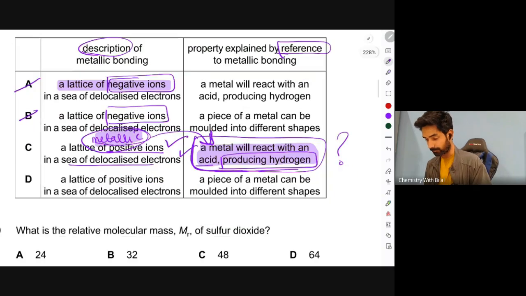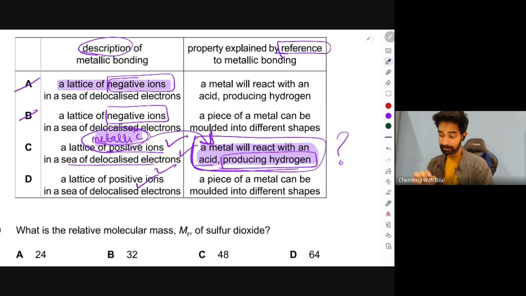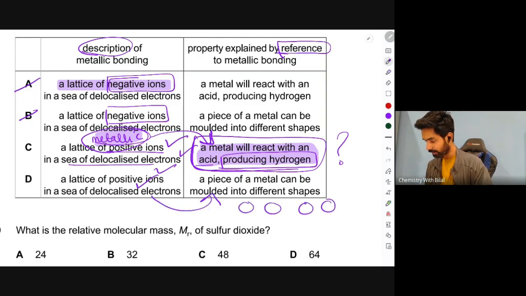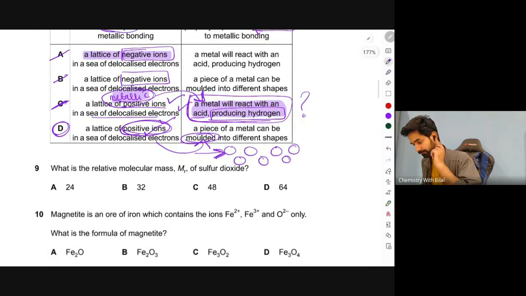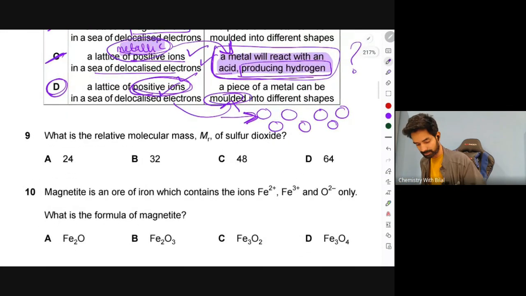Let's read option D. A lattice of positive ions and delocalized electrons, a piece of metal can be molded into different shapes. I think this makes sense, because it contains a lattice of positive ions, and the layers can slide over each other and be molded because of the movement of the positive ions. So they interlink. I think D should be the correct answer. C must be incorrect. So be careful when you do this kind of question.